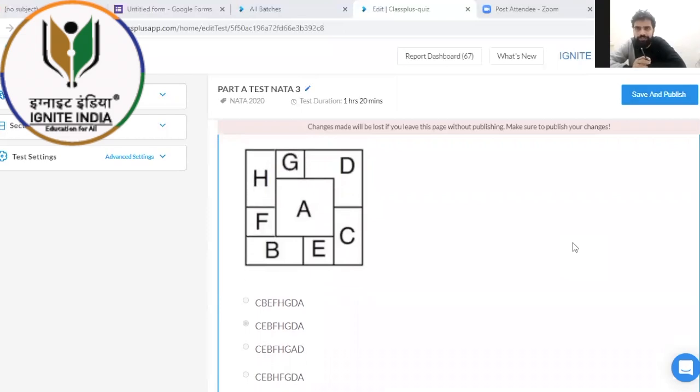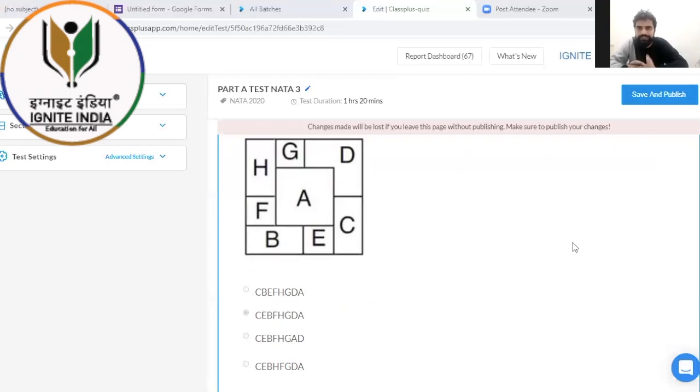Using the elimination method also you can get the answer. You have to see the order. C, then below B, E and B, then going above F and H, the next row H and D, and then A. So A and C. Now see, A and C is there in 3 options. C is eliminated. Then C, E, B. C, E, B.